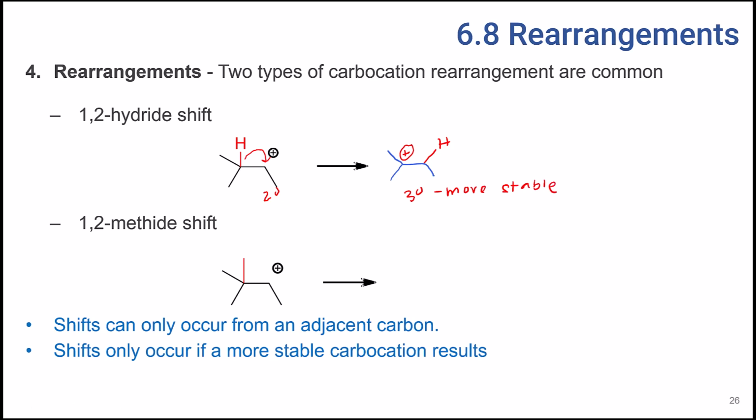And in this case, we have a 1,2 methide shift. So this whole CH3 group is going to move over to this carbon. So my CH3 is here now. This was a secondary carbocation. And because I took the carbon out of that carbon, this is now a tertiary carbocation, which again is more stable. The shifts can only occur from a carbon next to it. So it's not going to move 2 carbons away, and it will only occur if we can make a more stable carbocation.